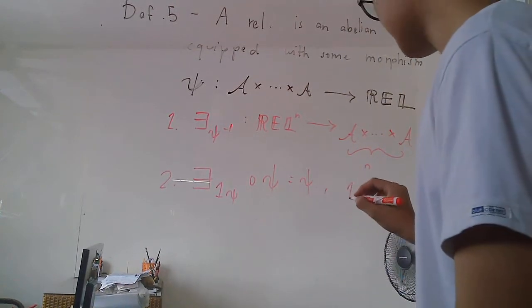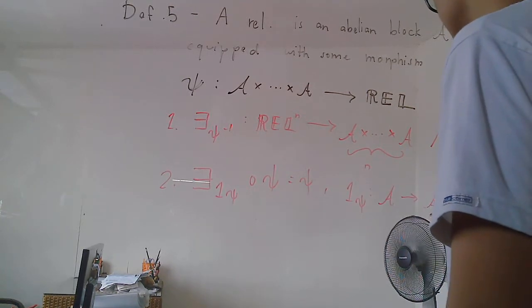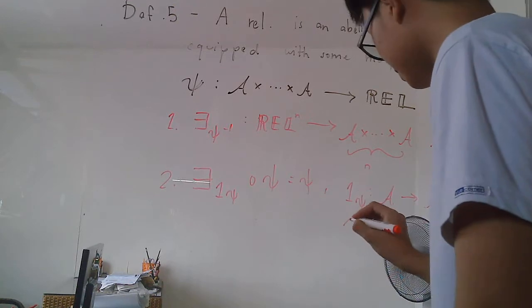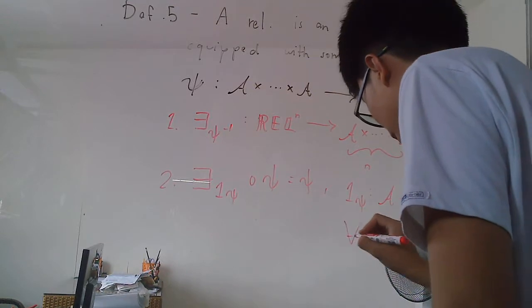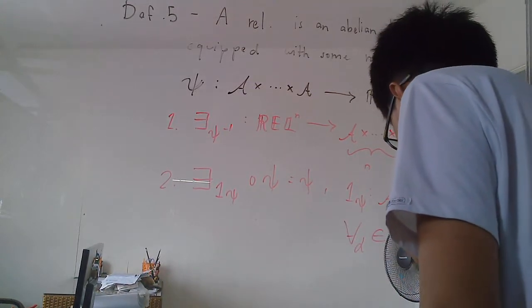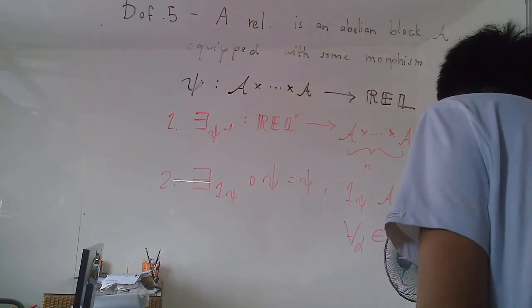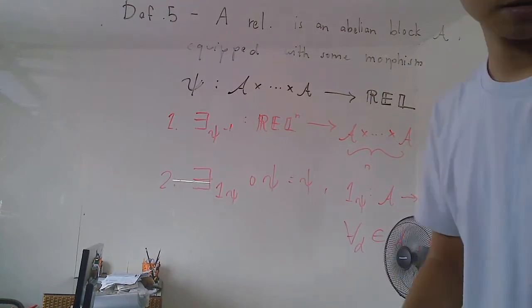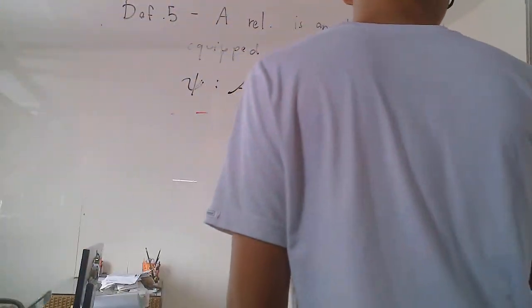And this identity morphism, one psi, maps A onto itself, or it fixes every element in A onto itself. So one psi, for all alpha inside A, alpha is just fixed onto itself by psi. Or the identity, one side. All right, cool stuff. Rigorous or mathematical definition of a relationship, right there. Or abstract definition, at least.